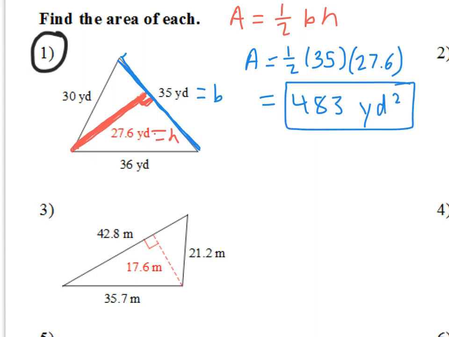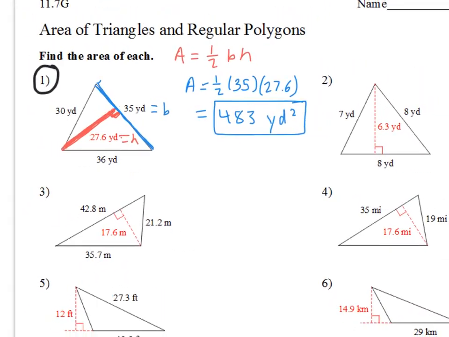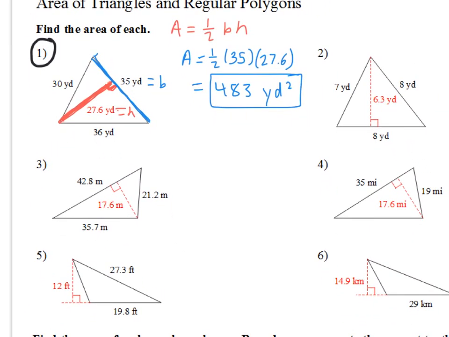And that's our answer. Now, just for reference, all these red lines that have been dropped and create a 90-degree angle, those are going to be your heights. And the side that they intersect with, such as this one or this one or this one, that's going to be your base. So keep that in mind as you work through the rest of the problems.